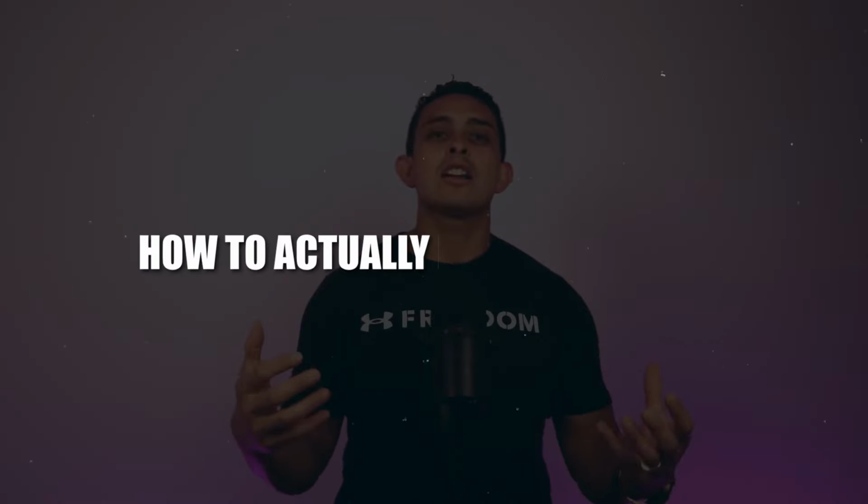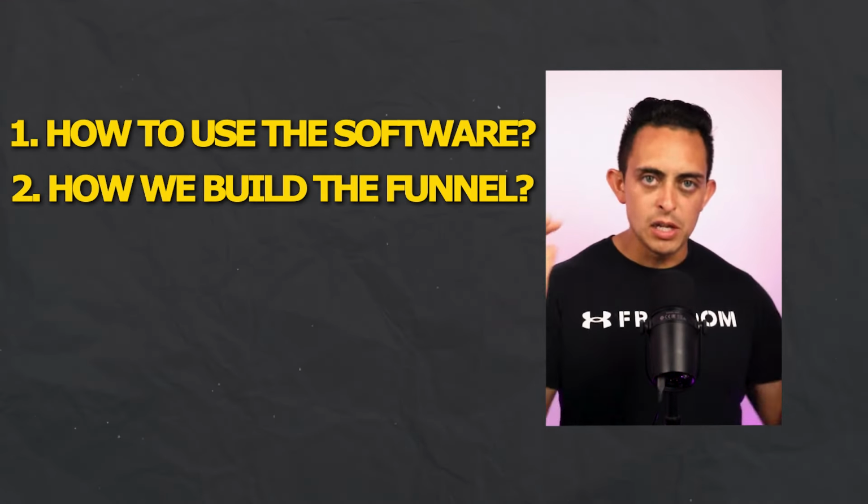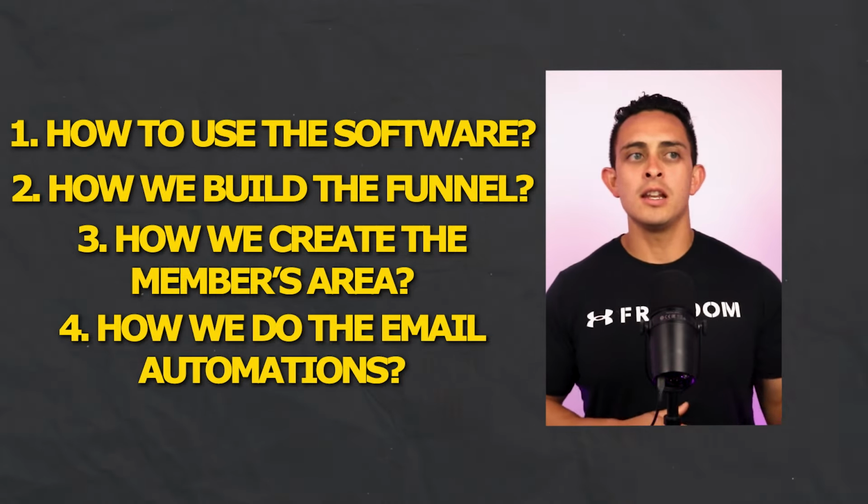So your next step is to create the entire SLO. You have all the steps to do it. I want you to pull out a document and start mapping out and designing your SLO. Now, in the next video in this series, I'm going to show you how to actually put it together. I'm going to show you how to use the software, how we build the funnel, how we create the members area, how we do the email automation. I'm going to show you how we actually build it out. But before you can build it out, of course, you need to know how to design it. You can't just go start building if you don't know what you're doing, right?